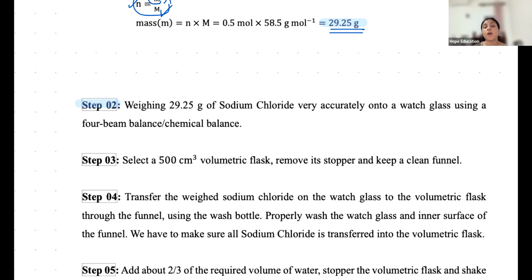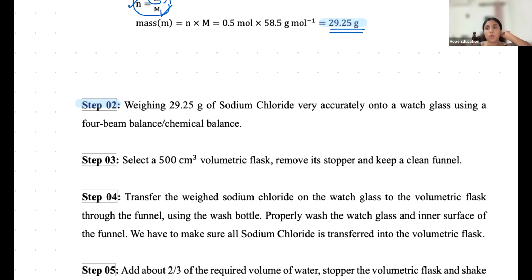I'm going to weigh 29.25 grams of sodium chloride very accurately onto a watch glass using a 4-beam balance or chemical balance. 4-beam balance එකක් කියලා කියන්නේ ළමයි අර ඉස්සර ග්‍රොසරි කඩවල තිබ්බ තරාදියක්. ඒ තරාදිය වගේ තමයි, හැබැයි ඒ විදිහටම නෙවෙයි. There are like 4 different levers that we can adjust. By adjusting that, we can measure the mass. You don't need to know the exact technique behind that. But by adjusting different levers, we can get whatever mass we want.